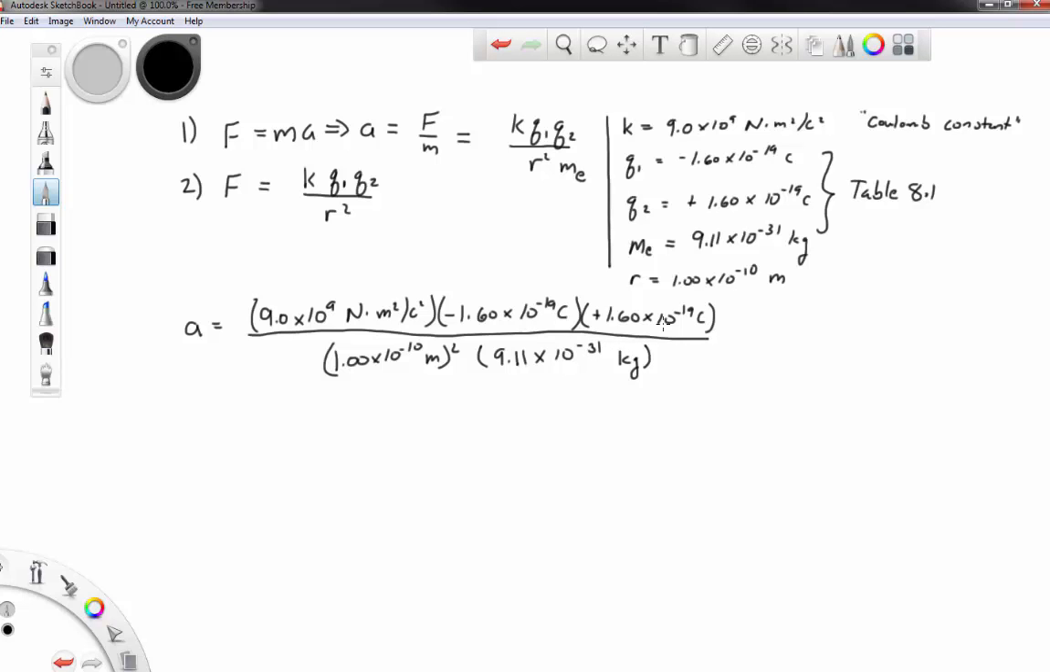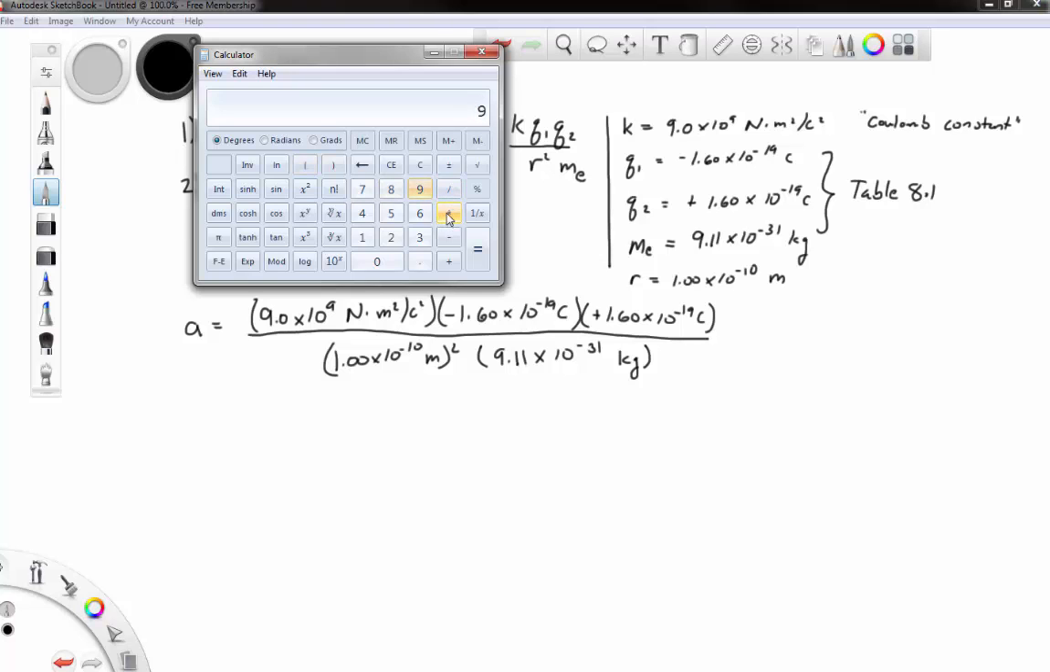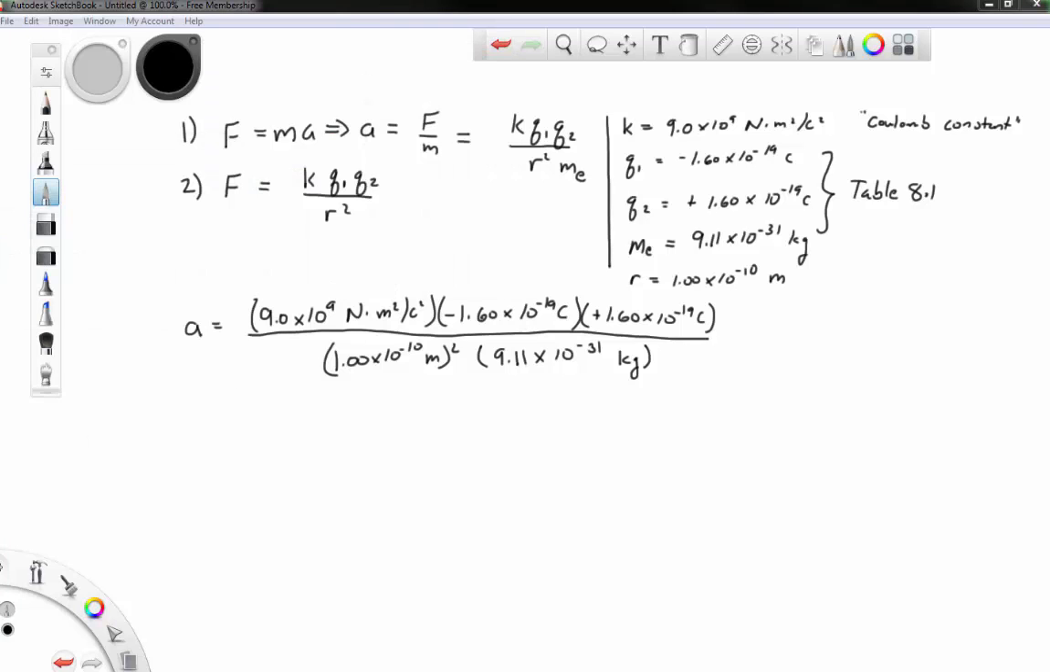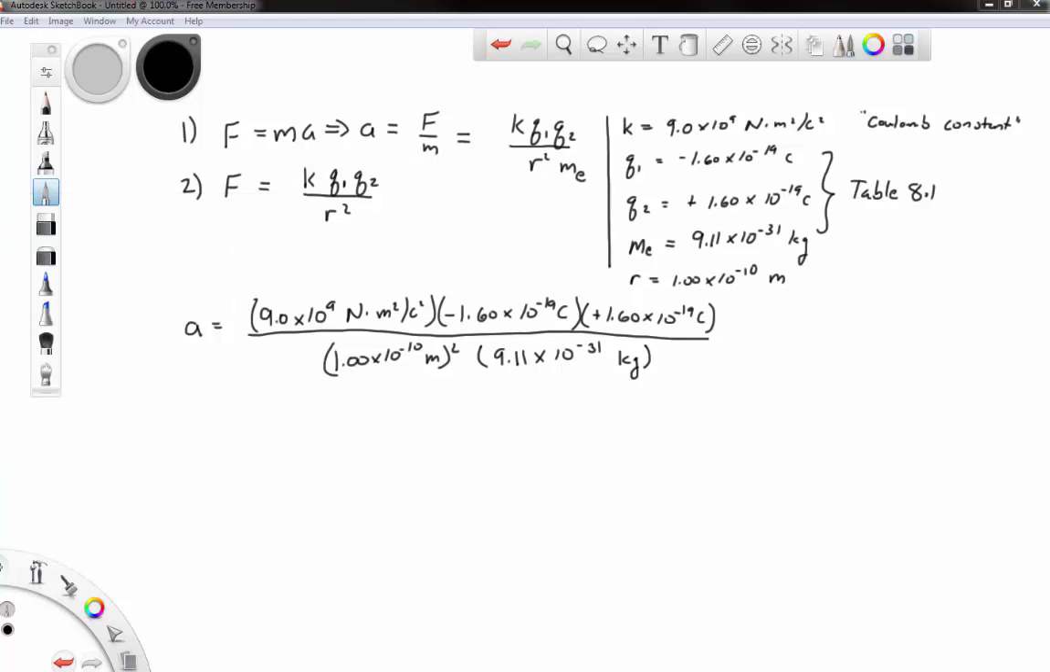Let's calculate what these numbers will be. Pull open our calculator. We have 9 times 1.6, that was negative, times another 1.6, and that is going to be divided by, I'll multiply all the numbers down here for you as well, 1 times 1 times 9.11, and so you're going to have minus 2.5291, we'll say.